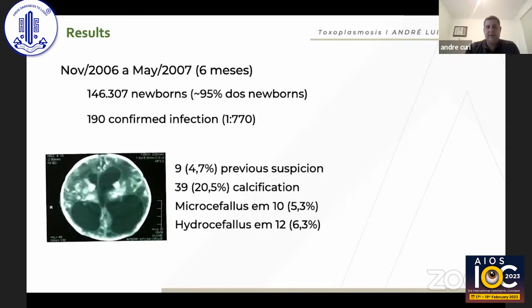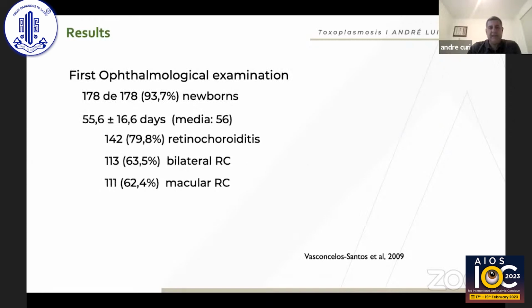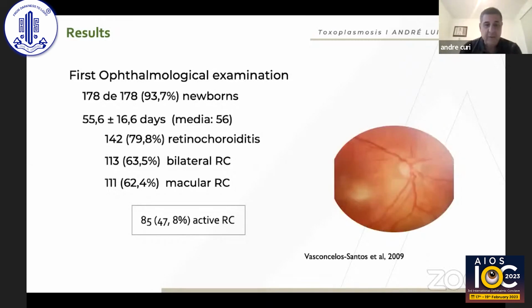And they found 9 patients with previous suspicion, 39 with calcification, 10 with microcephaly, and 12 with hydrocephalus. What is important in this study is that they found almost 8% with retinochoroiditis, much more than previous studies published in the literature, and 63 with bilateral disease, 111 with macular disease, and 47 with active retinochoroiditis. So you need to treat this patient because of the eye, but not only because of the congenital disease.